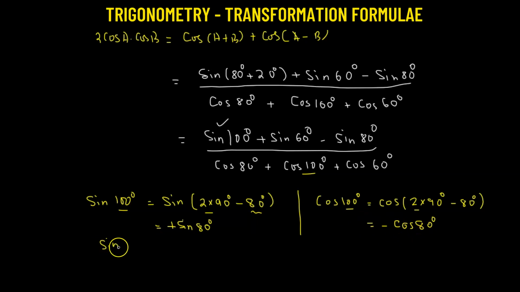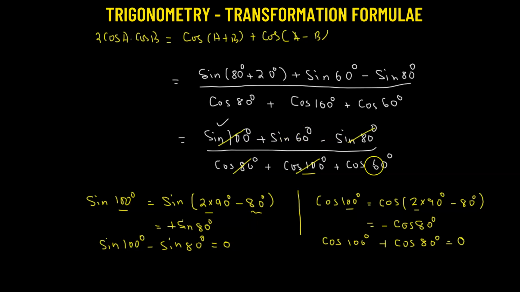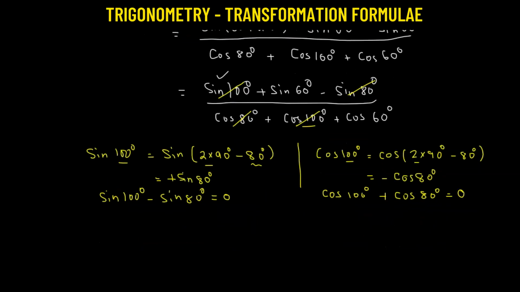So here we have sine 100 degrees minus sine 80 degrees, which will be equal to 0, and in this case cosine of 100 degrees plus cosine of 80 degrees will also be equal to 0. Fine, so we can cancel out those terms. Now we are left with sine 60 in the numerator and cosine 60 in the denominator.